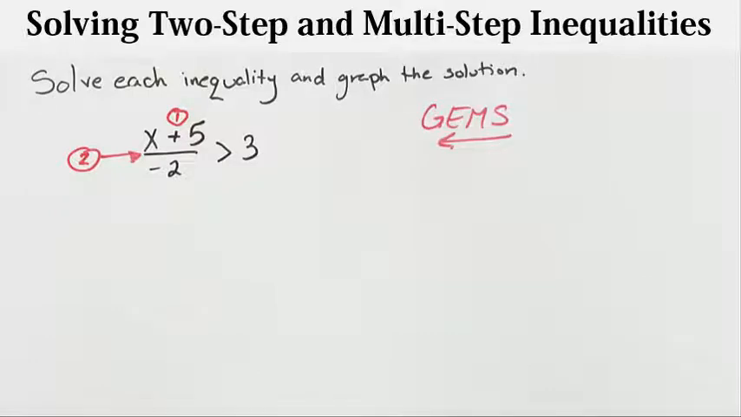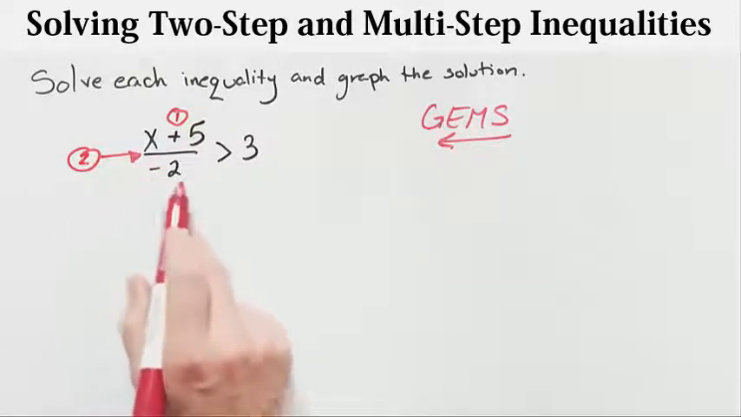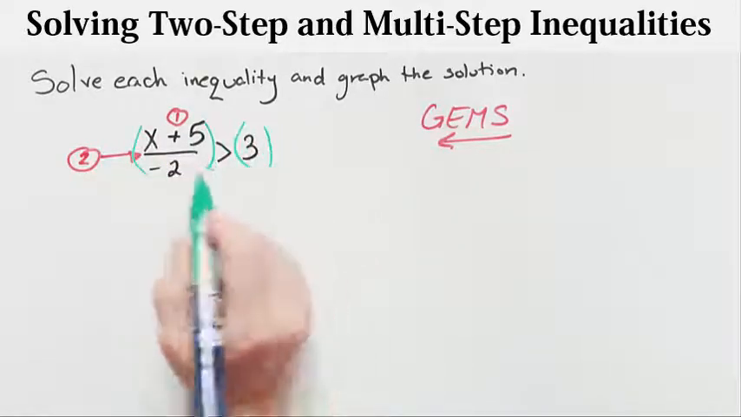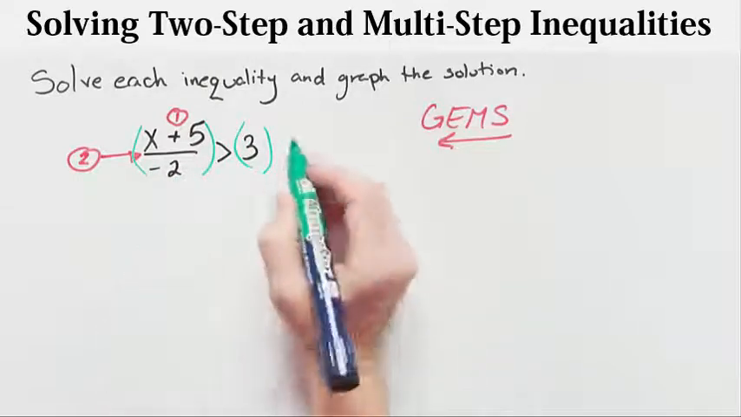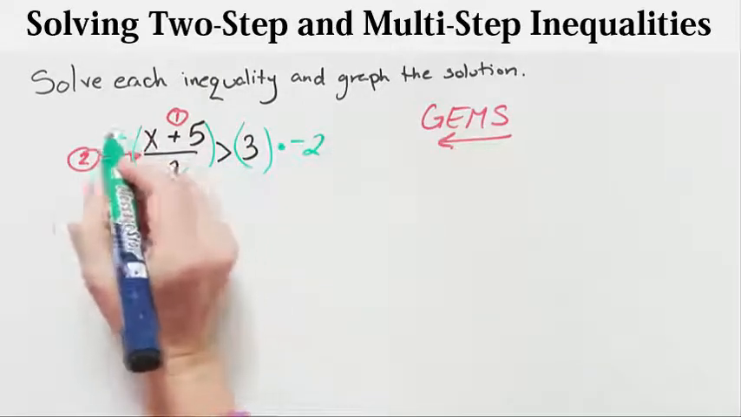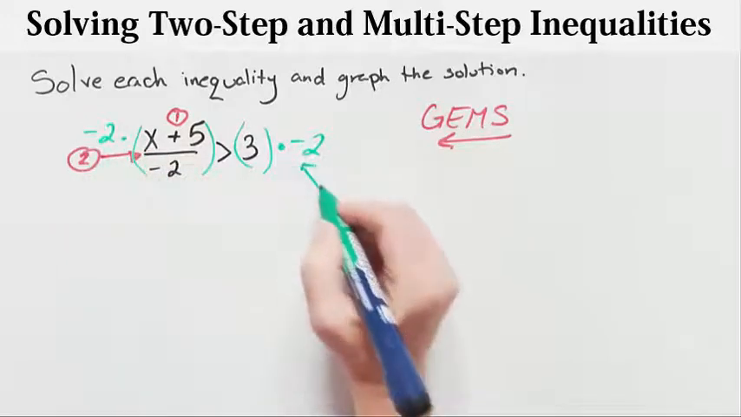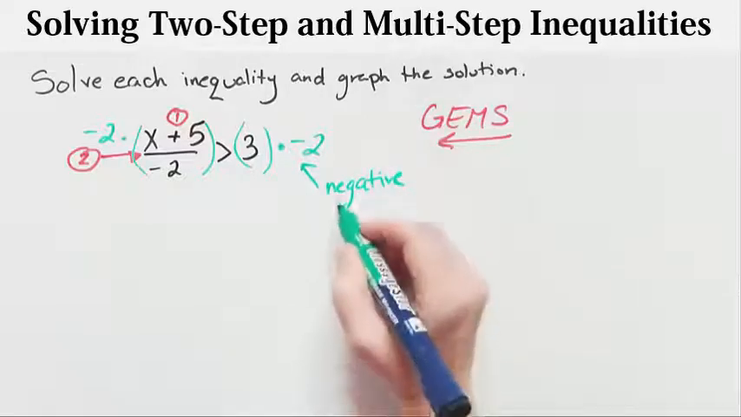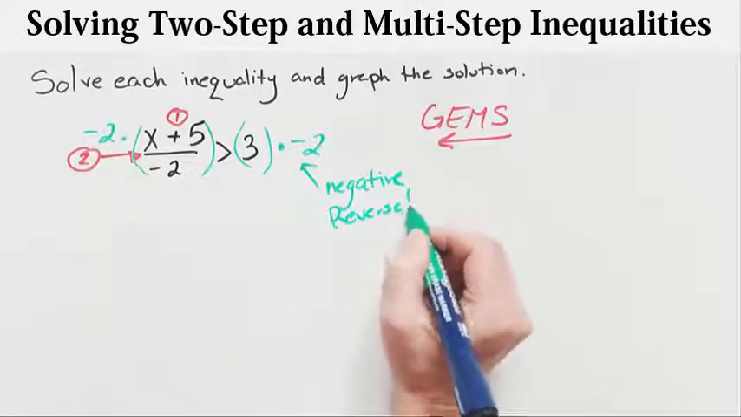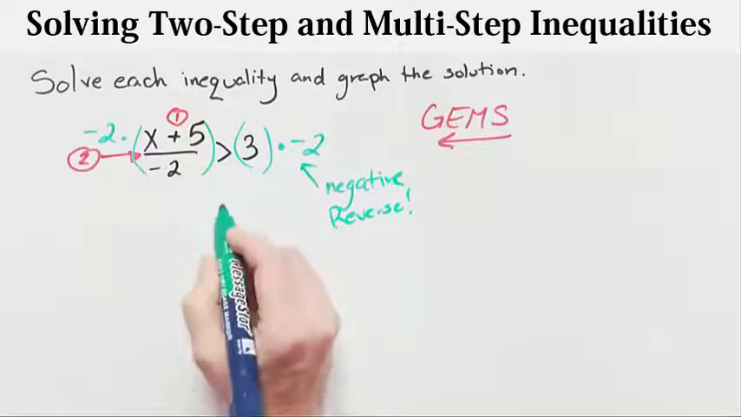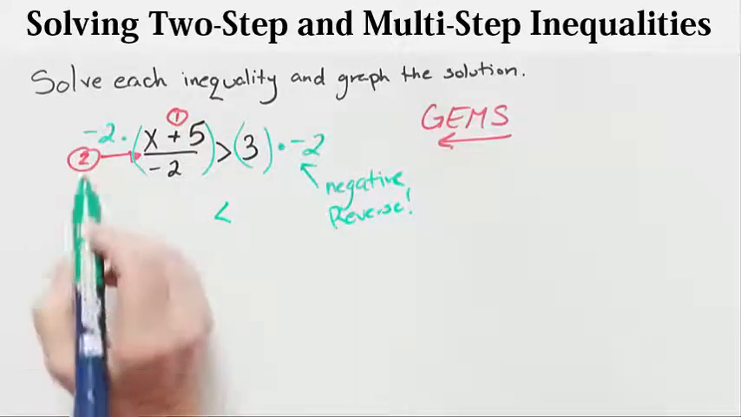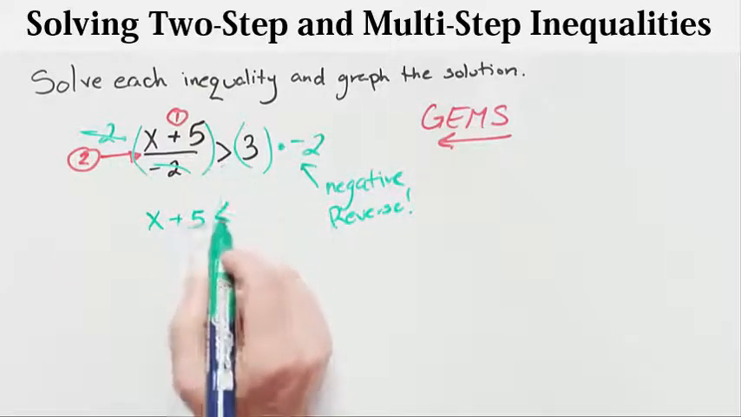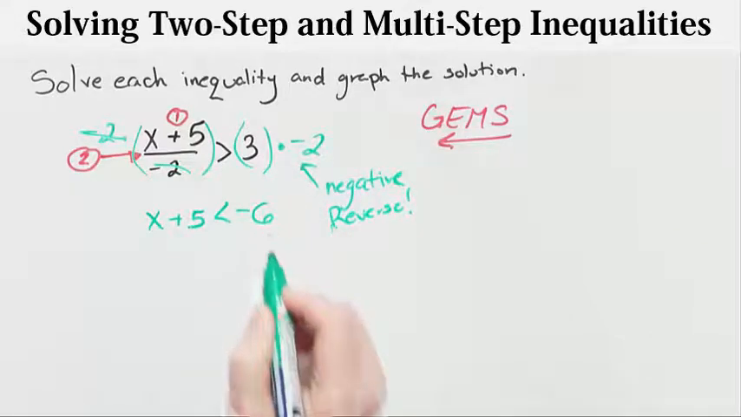We're supposed to do order of operations backwards, which means the first thing we need to take care of is the divide. So I am going to multiply both sides by negative 2. I multiplied by a number, so I need to stop and think, is this positive or negative? I multiplied by a negative number, which means I need to reverse my inequality symbol. So my inequality symbol is now pointed the other direction. Negative 2 divided by negative 2, so I'm left with x plus 5 is less than 3 times negative 2, which is negative 6.